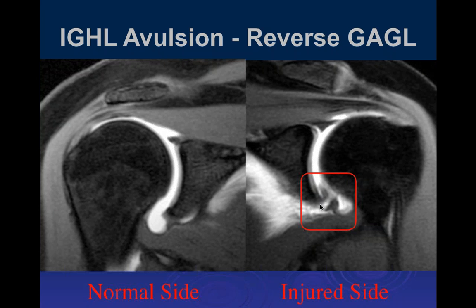Can you see the anterior capsular ligaments by looking at the capsule from the outside? I'm not sure. Like the answer is yes. No, you cannot. Okay.